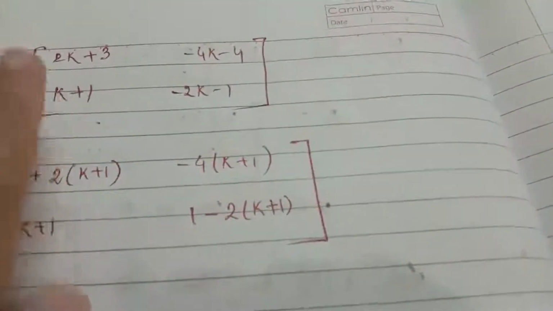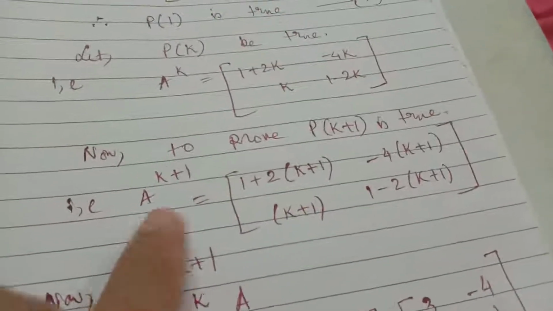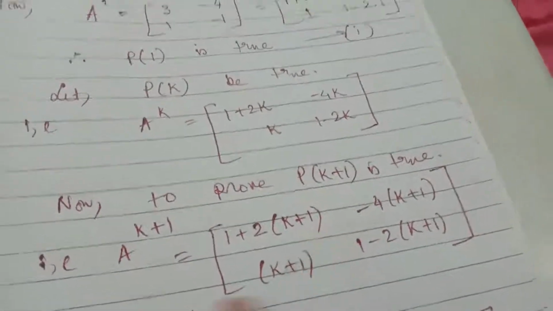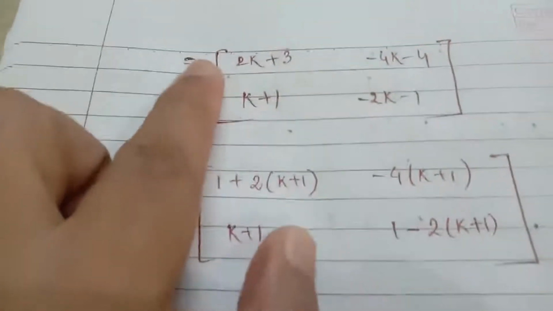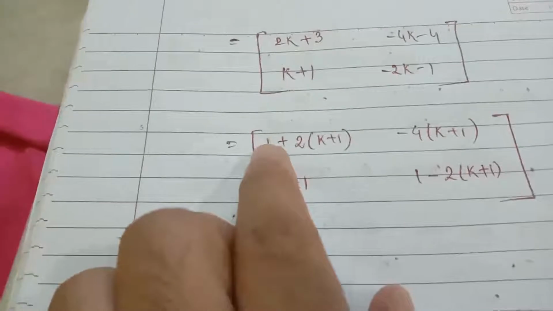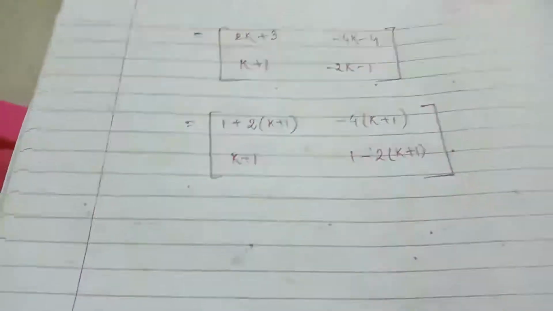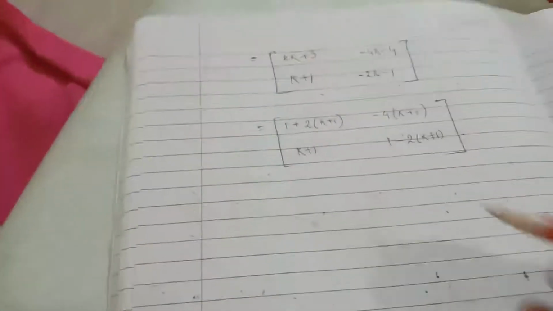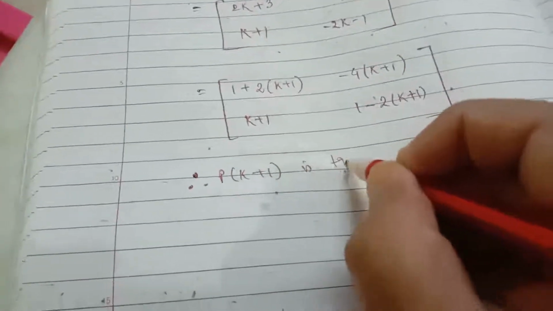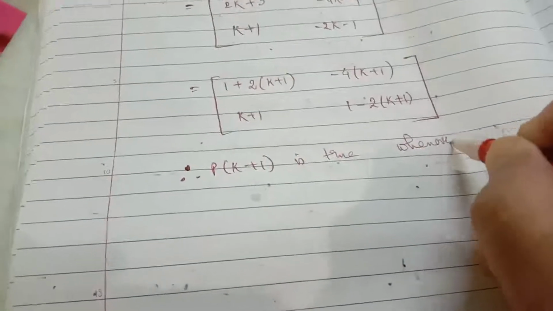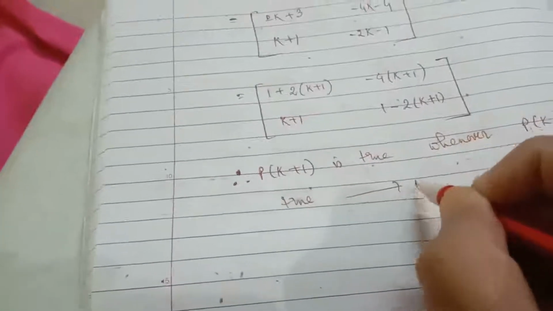Now why have we written this matrix in this form? Because we have to prove A to the power k plus 1 equal to this. If we write this matrix in this form, we get this equal to this. So we can write this in this form, and therefore Pk plus 1 is true whenever Pk is true. So this is the normal procedure we have done in class 11.